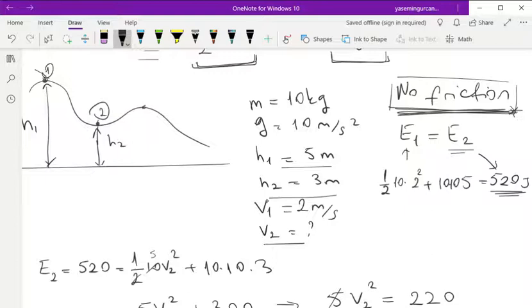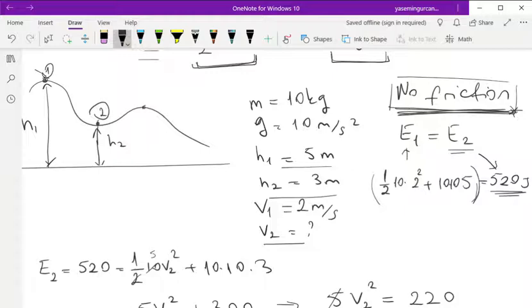Under the case that there is no friction from point 1 to point 2, I can calculate the object's total energy at point 1 by doing 1/2 mv squared plus mgh. This is the kinetic energy, and this is the potential energy. When I do this calculation, I find the total energy to be 520 joules.